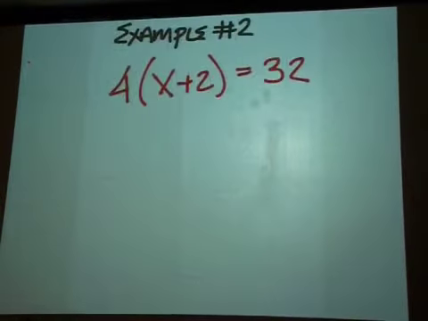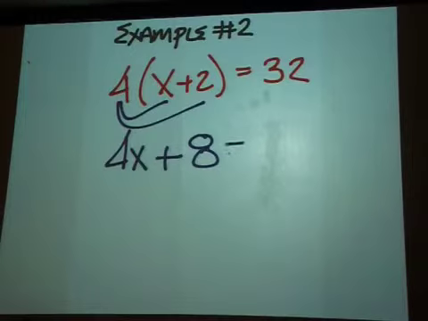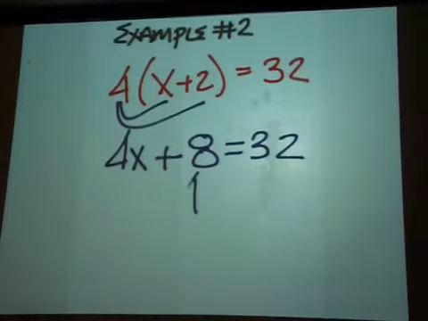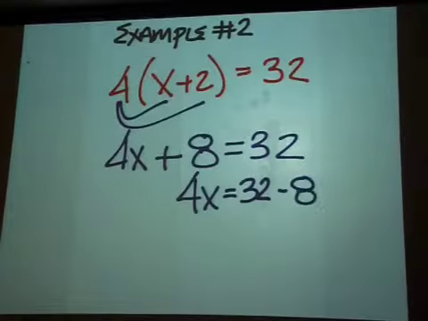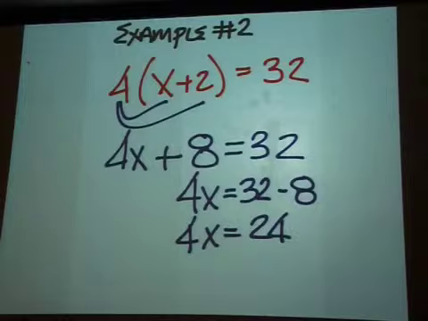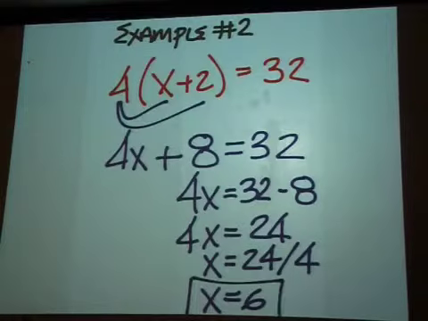4 times the quantity x plus 2, close the quantity, equals 32. Distribute the 4 to the x and the 2. So 4 times x plus 4 times 2. And from there, solve it. Move that plus 8 to the right, make it minus 8. 32 minus 8 is 24. Divide 24 by 4 to get an answer of positive 6.